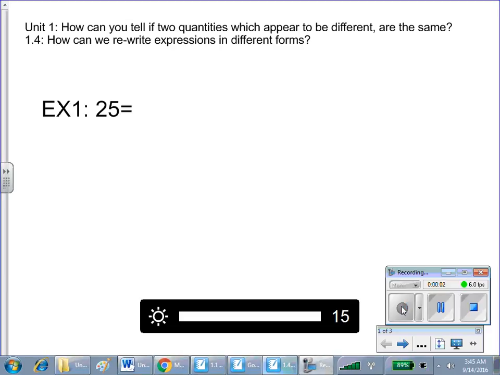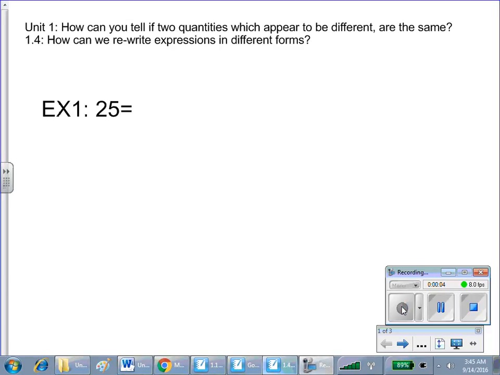Okay guys, this is lesson 1.4. How can we rewrite expressions in different forms? So we're going to start with just a whole number, 25. How could we rewrite that in different forms?